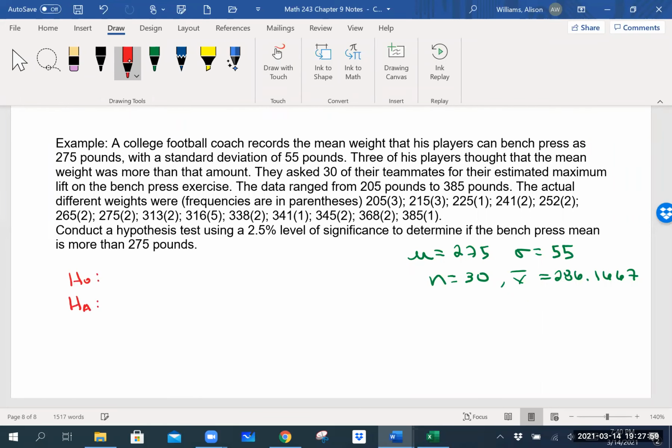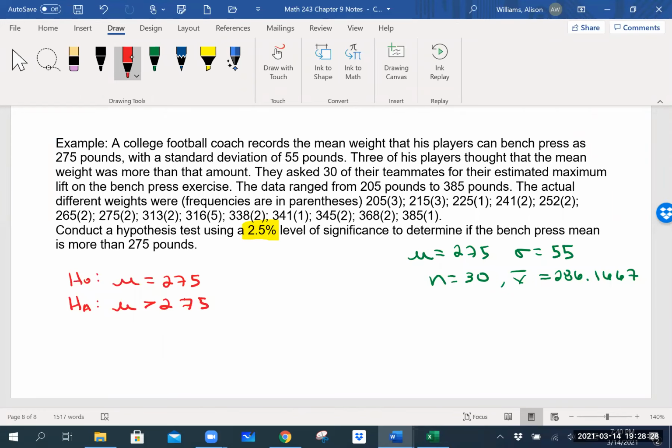Okay, so the null hypothesis is 275, and they think it's more than 275. Now, alpha, they chose 2.5%. That is not as common, but it does happen. You don't have to have alpha being 1, 5, and 10. I believe all of the homework uses 1, 5, and 10, but it really doesn't matter. We're just going to use that as our alpha.